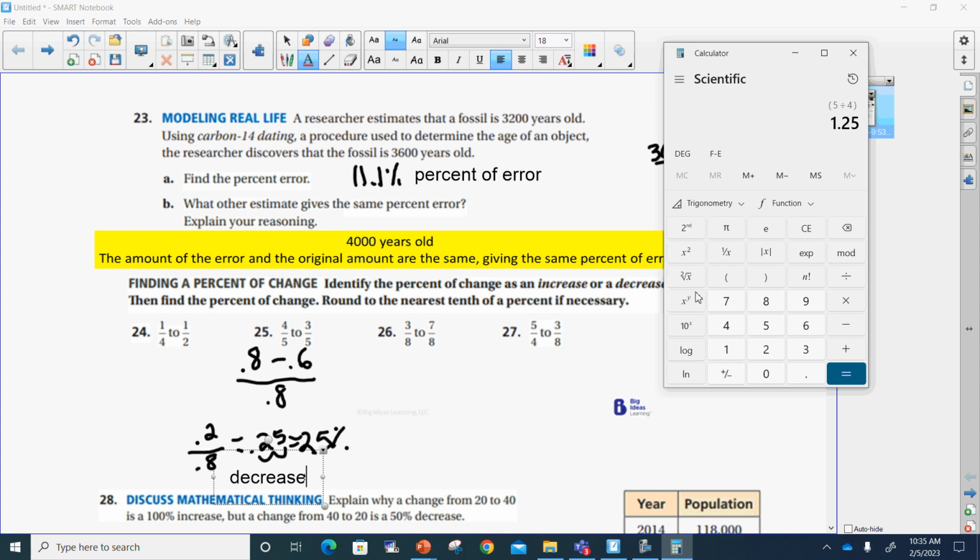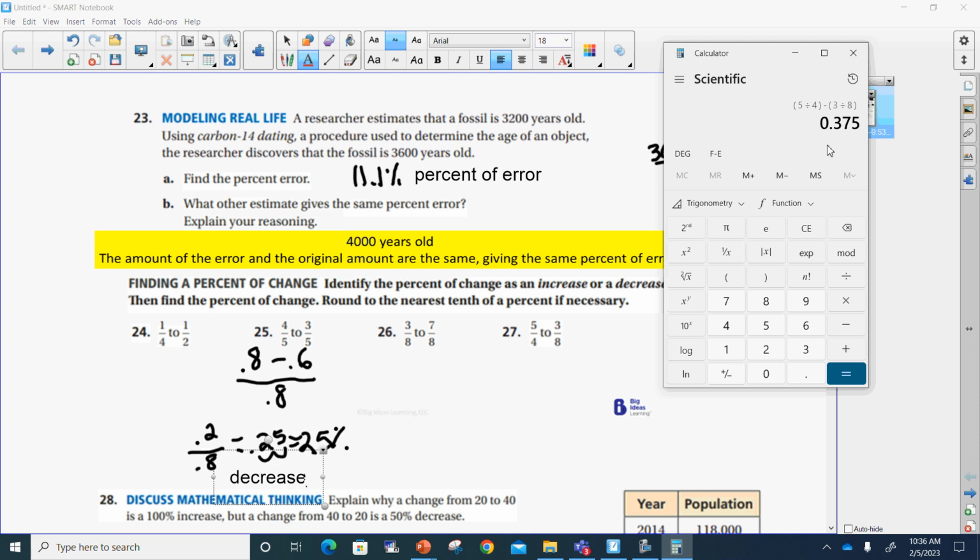Now, I have to figure out which one's bigger, 5 over 4 or 3 over 8. Remember, 5 over 4 was 1.25. Now, let's find out what 3 over 8 is. Minus 3 divided by 8. That's 0.375.